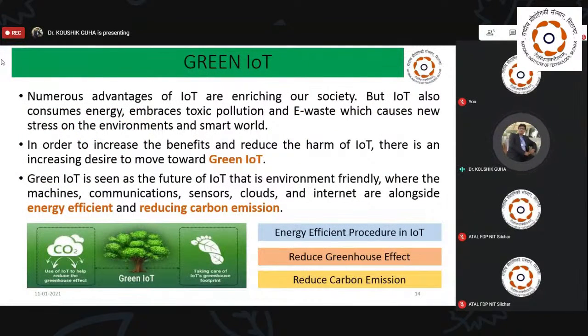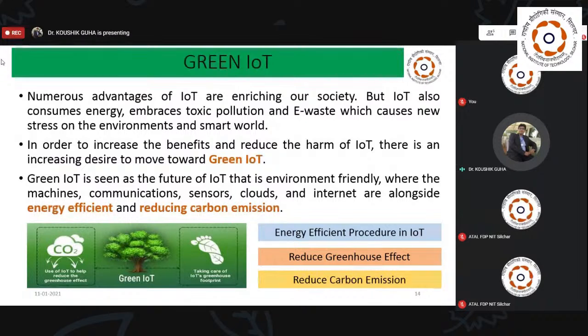So now the question is, why the green IoT? Because numerous advantages of IoT are enriching our society, but the Internet of Things also consumes energy. It embraces toxic pollution and e-waste, like our batteries actually, which causes new stress on the environment and the smart world. Because the smart world means you have to also think of your carbon footprint. So the smart world and smart city must have a very low, minimum carbon footprint.